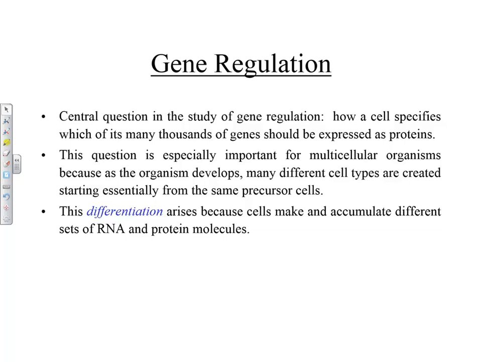Now this is called cell differentiation. Initially you have a cell that's a stem cell, an embryonic stem cell. It differentiates, which means it's going to go in a particular direction. It could become a skin cell, liver cell, eye cell or whatever. This differentiation happens because cells make and accumulate different sets of RNA and protein molecules. That is what will decide what kind of cell it's going to become.